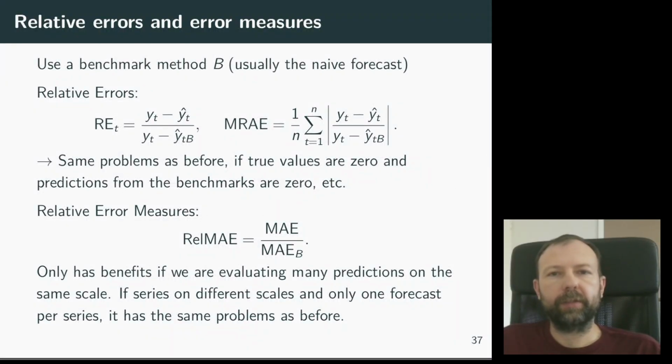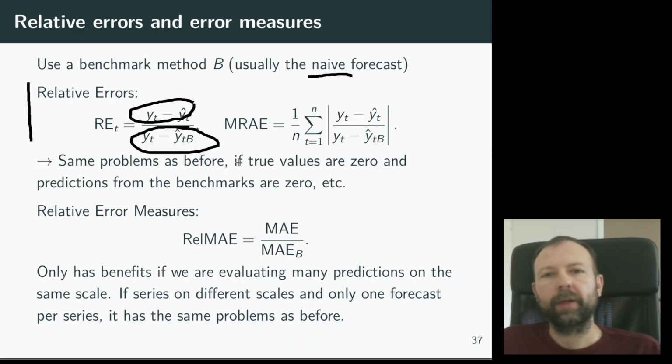Okay, the next ones are relative errors and relative error measures. So the idea is we now use a benchmark method B, which is usually the naive forecast. Sometimes people use seasonal naive, sometimes people use ARIMA or whatever. And now you can do relative errors. So you're now dividing by the error of this benchmark method, right? So that's the error of your method up here, and down here is the error of the benchmark. And now you can just calculate the mean absolute error over this, which gives you the mean relative absolute error, MRAE, which would be defined like this.